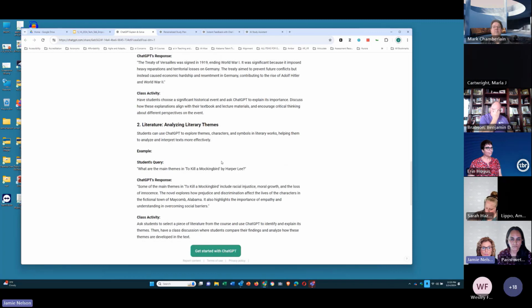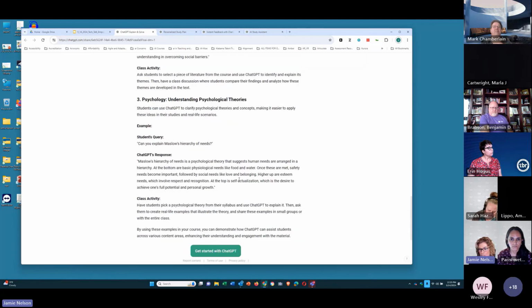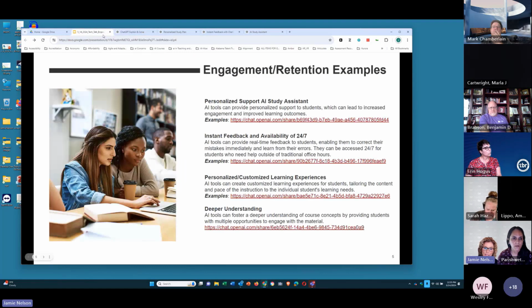Analyzing literary themes. What are the main themes in To Kill a Mockingbird by Harper Lee? And so it's going through that information. Another one, explain Maslow's hierarchy of needs. So you get the idea. Students can engage to get access to more information or deeper information about a topic.